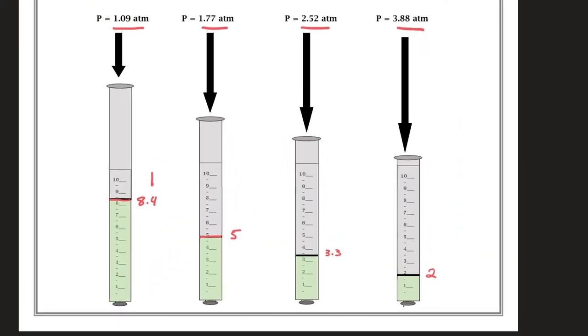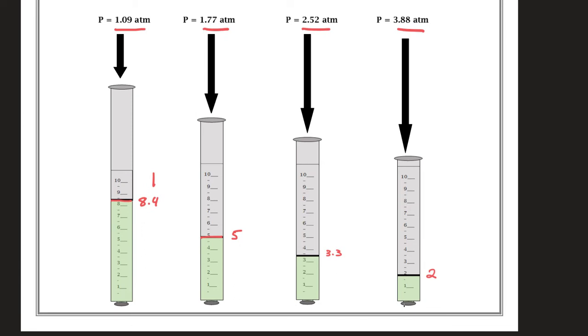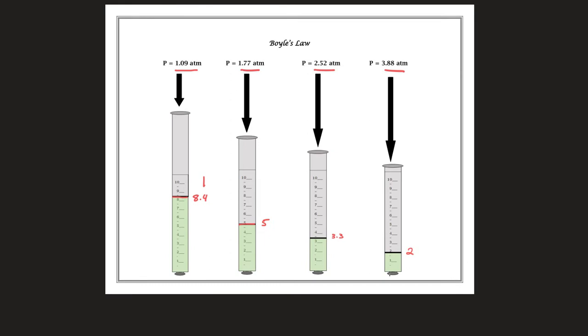Now I'm going to go to the data table, and you're going to go ahead and fill in the data table. Look at the syringe. So as my volume is going up, the pressure is going down. Okay, so we have an inverse relationship. My pressure is going down as my volume goes up.